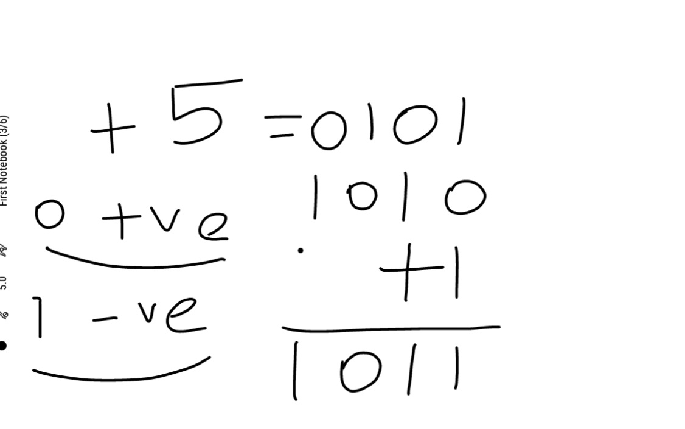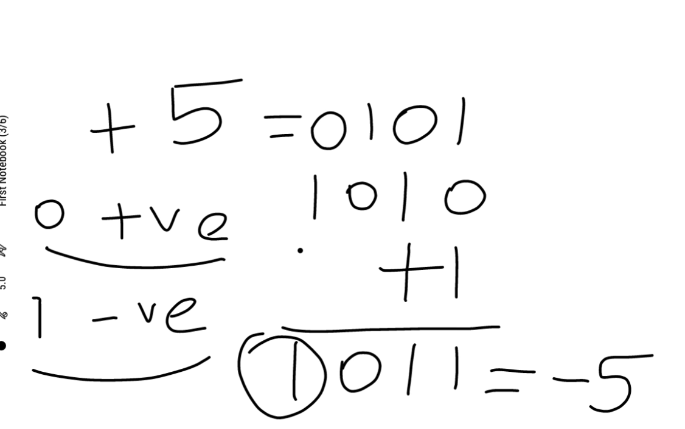So in a signed number system, in computers there's always a sign bit in front of each number. So if we consider 1 to be the sign bit here, then this number will equal minus 5 inside a computer.